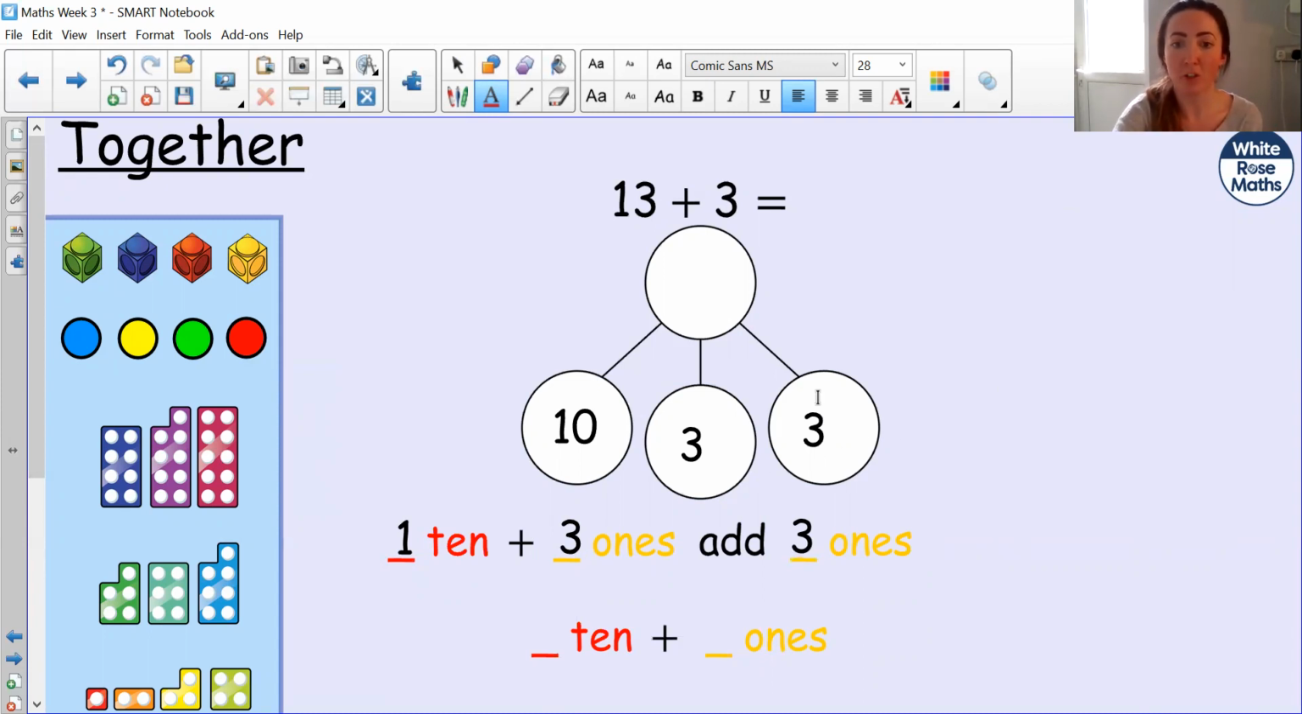So what we need to do is look at the 2 groups of 1s, 3 1s and 3 1s. What does that equal? 3 and 3? 6. Okay, so that's the same as 6 1s. And then we just need to add on that 1 10 as well. So 1 10 add 6 1s equals 16. So that means that 13 add 3 equals 16.